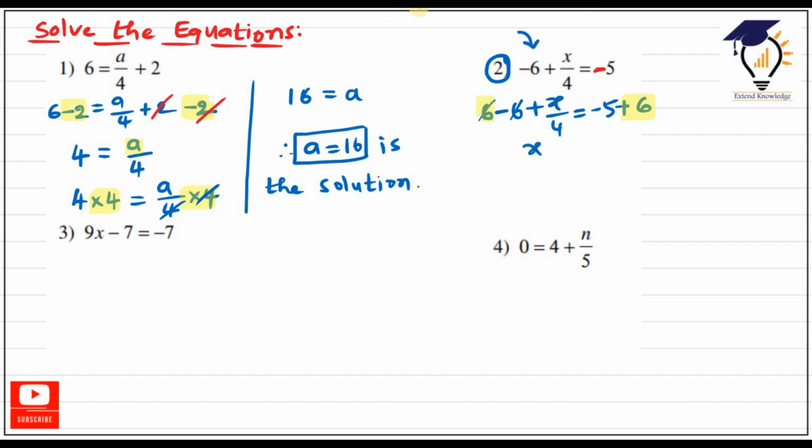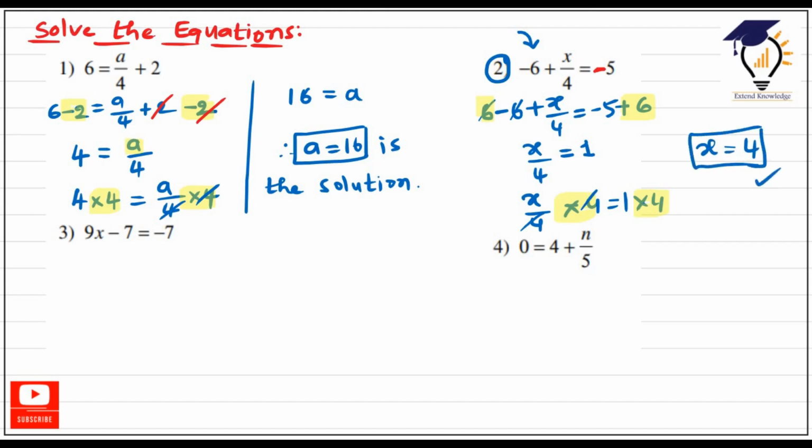So x over 4 is remaining on the left hand side of the equation, and on the other hand side negative 5 plus 6, which gives me positive 1. So the next step is to multiply by 4 on either side. So x by 4 times 4 is equal to 1 times 4. You can see here I have multiplied by 4. So 4 and 4 cancel out. What is remaining is x is equal to 1 times 4, which is 4. So x is equal to 4 is the solution.